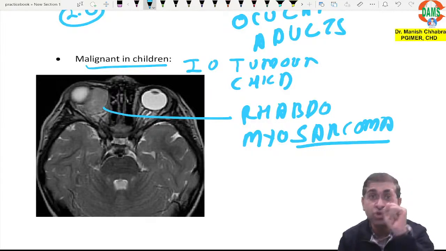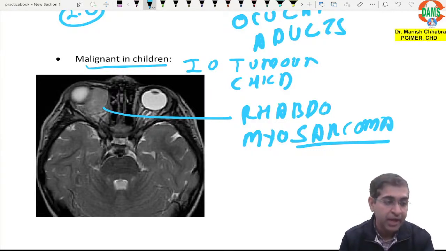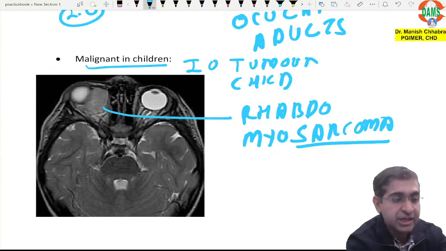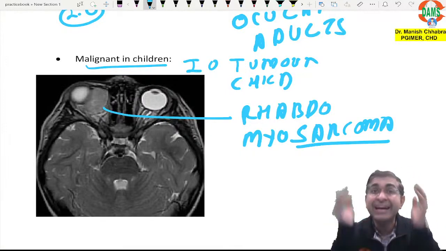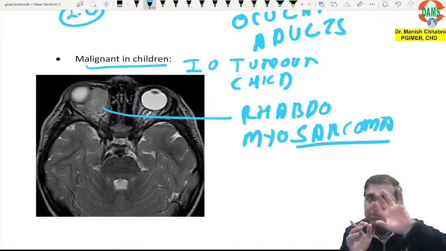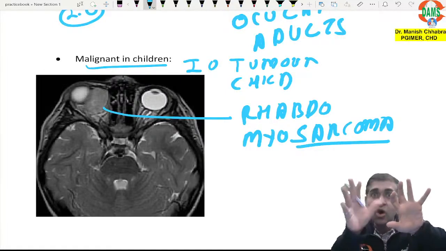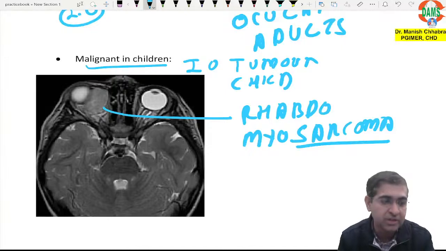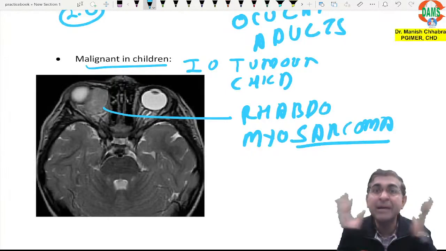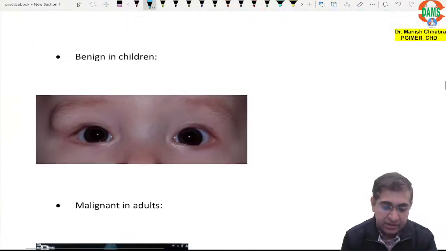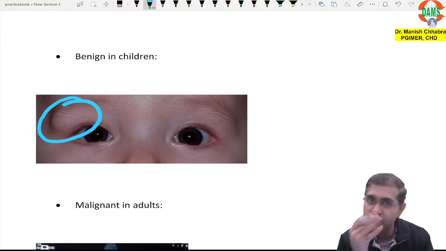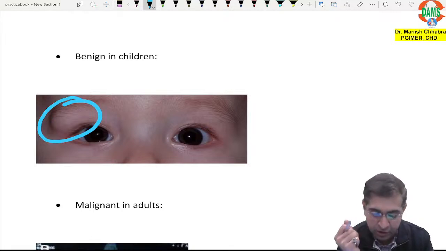Rhabdomyosarcoma is again a PYQ, and it is seen in children intraorbital. Intraorbital means between the eyeball and the orbit. So there are extraocular muscles. There is going to be the tumor of the orbit. Yes. Okay. Next is, this is your dermoid cyst, which we have already discussed. It was a part of the question.